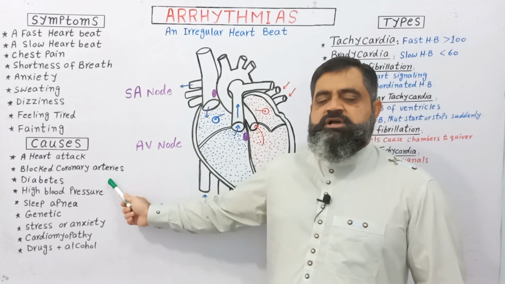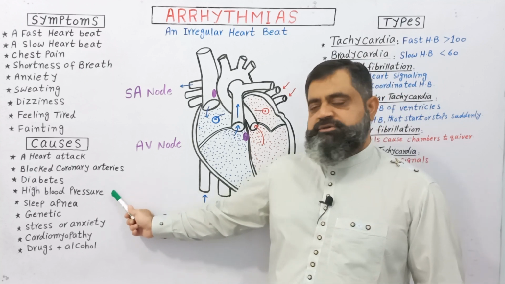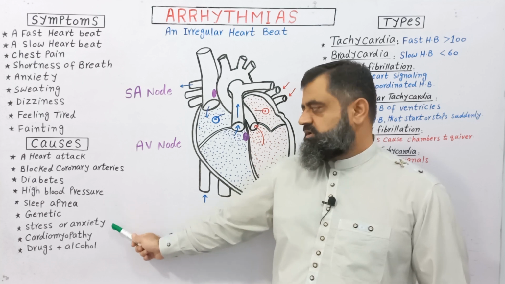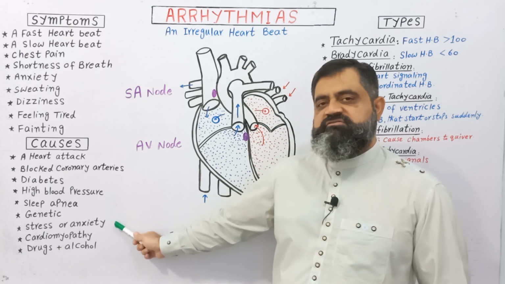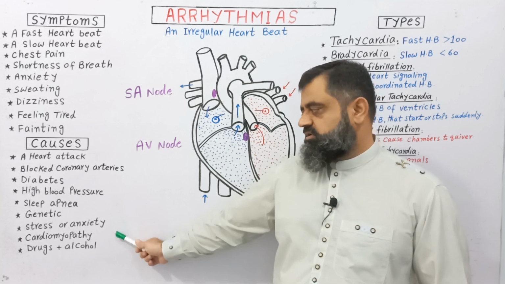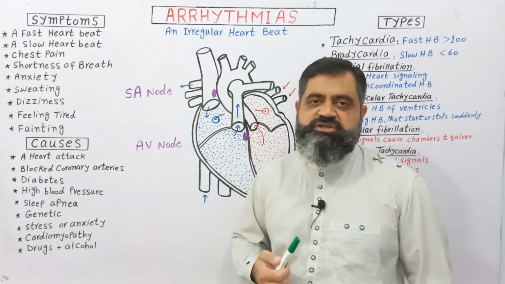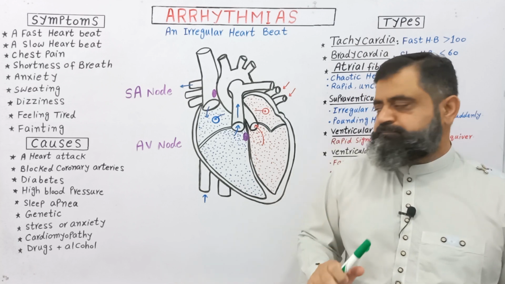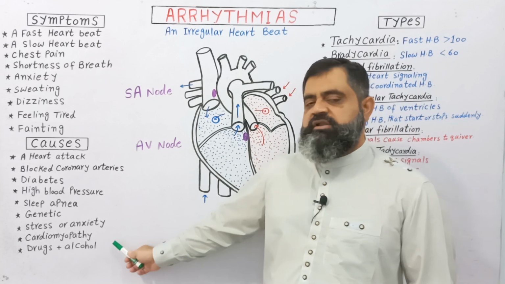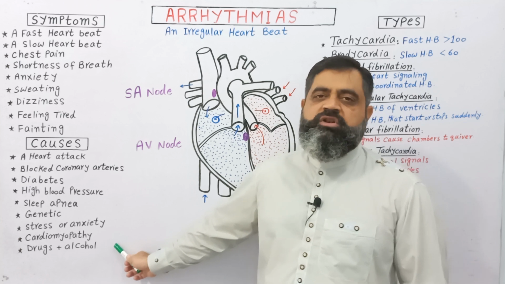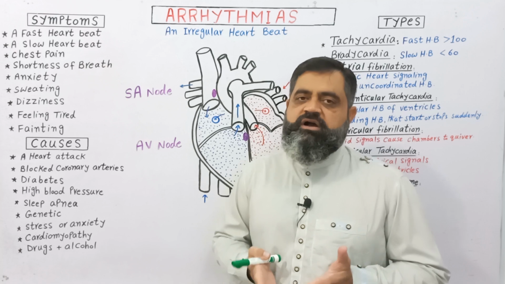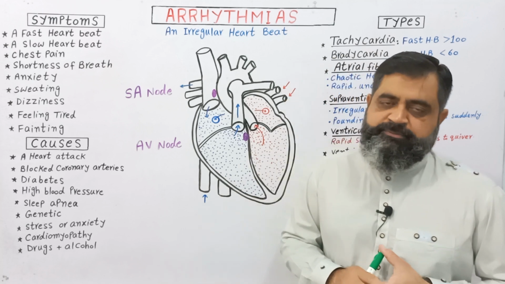Diabetes is also a major cause. High blood pressure, sleep apnea, genetics, stress, anxiety, fear, phobias, etc. Cardiomyopathy is a condition of the muscles or valves of the human heart, and use of drugs, alcohol, caffeine, nicotine, and some other drugs can also lead towards arrhythmia.